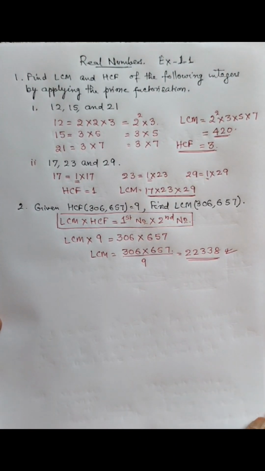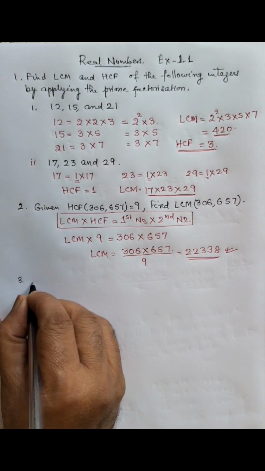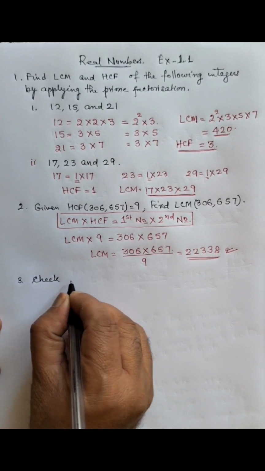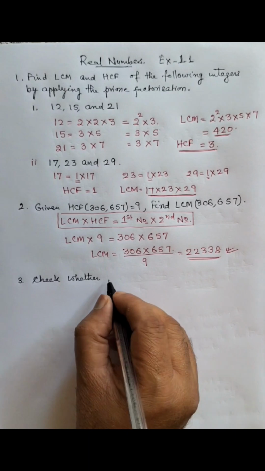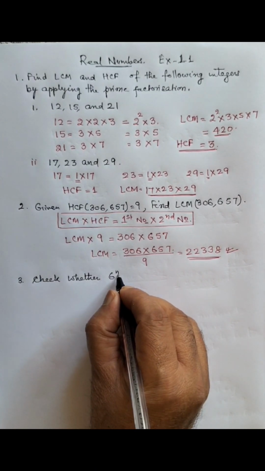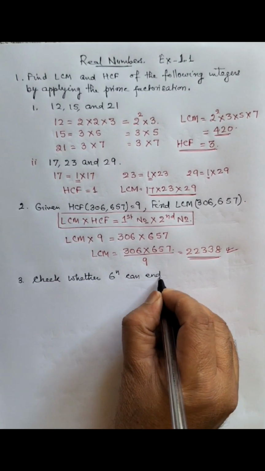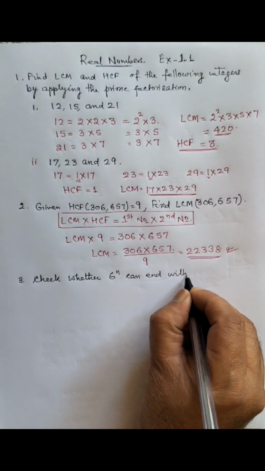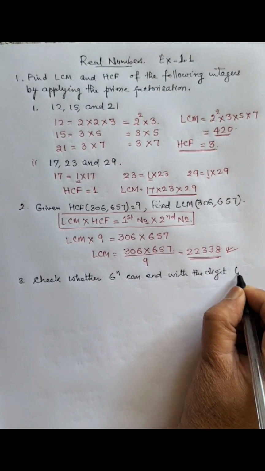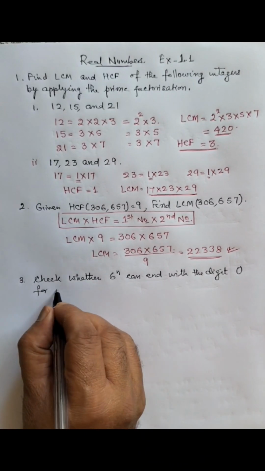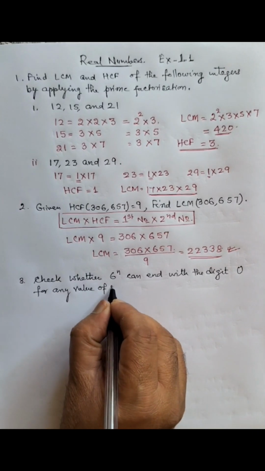Let's take the next question. What the next question says: check whether 6 to the power of n can end with the digit 0 for any value of n.